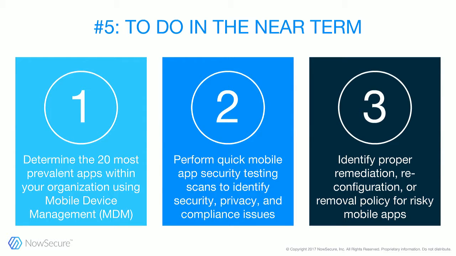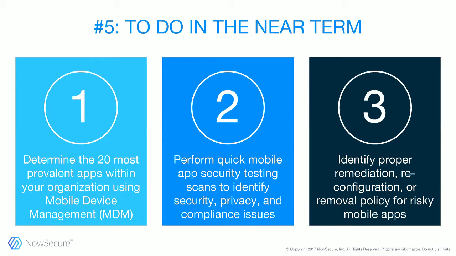Since our focus here on this slide is what can you do in the near term for third-party apps, we recommend this three-step approach for getting a handle on your organization's third-party app risk. The first step is to use your existing MDM solution in order to determine what are the top 20 or top 30 most commonly used applications in your organization today, and start with those. Take those apps, perform a quick scan, and identify risks as they relate to security, privacy, and compliance.